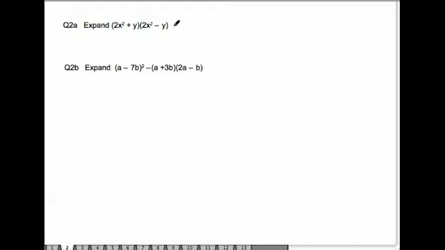In question 2, we need to expand the expression. 2 times 2 is 4. x squared times x squared is x to the power of 4. The middle term is 2x squared y minus 2x squared y, which is 0. And then the last term is plus times minus, y times y squared.